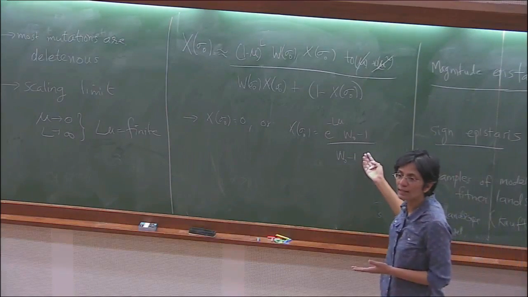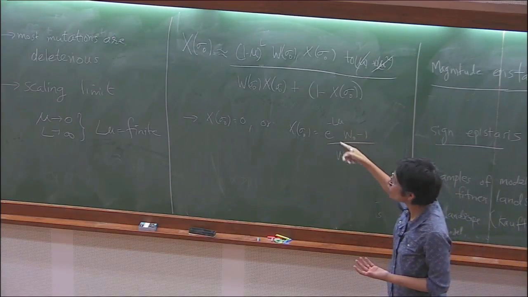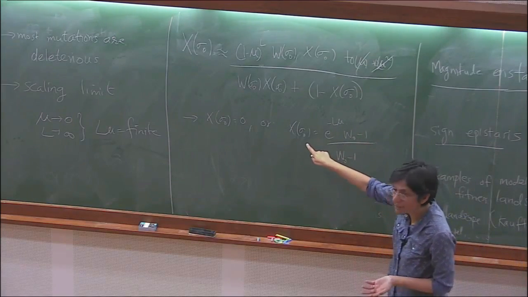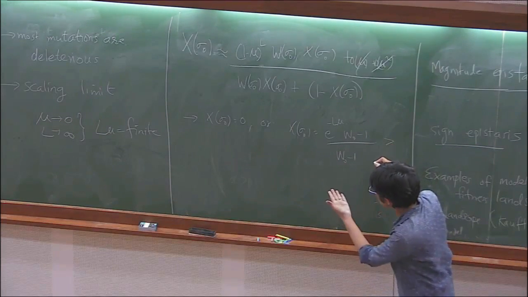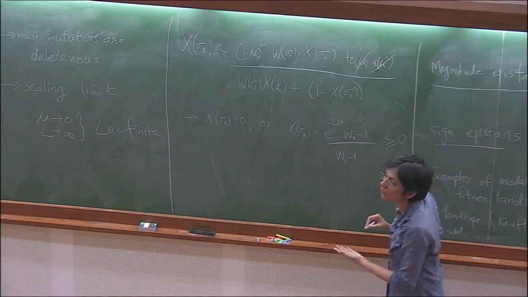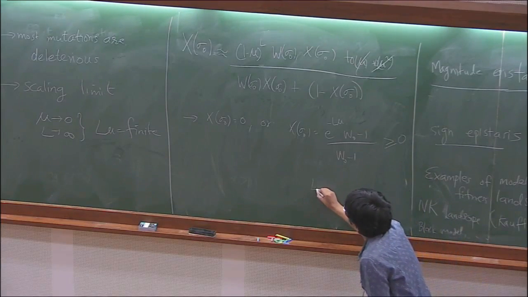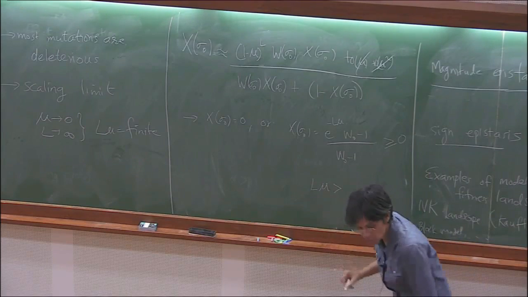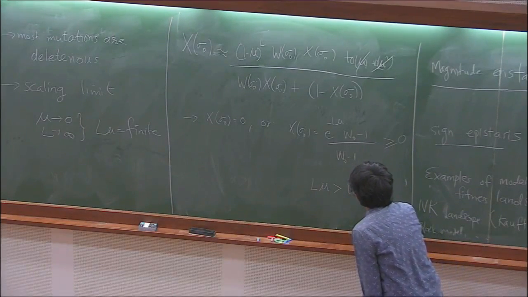When is this solution valid? I mean, there's a negative sign sitting here, so I have to be careful. W0 is larger than 1, but this could become negative. Because it's a fraction, it should be positive. If I demand that this is a valid solution, when this is greater than or equal to 0, I find that this requires that Lu should be larger than log of W0.